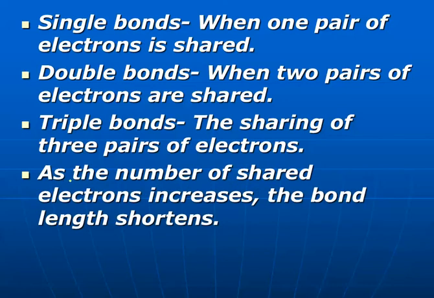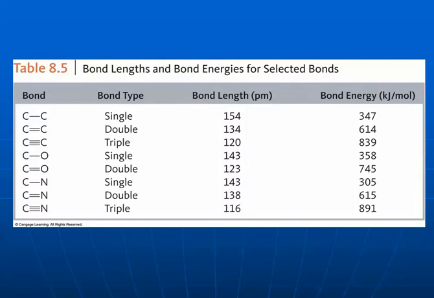Notice here it says that as the number of electrons shared increases, the bond length shortens. So if you have a double bond, it's shorter than a single bond. If you have a triple bond, it's shorter than a double bond. Those electrons are being pulled tighter and tighter between those atoms. A nice little visual for that I was going to show you in class with rubber bands, but we're not at school today.